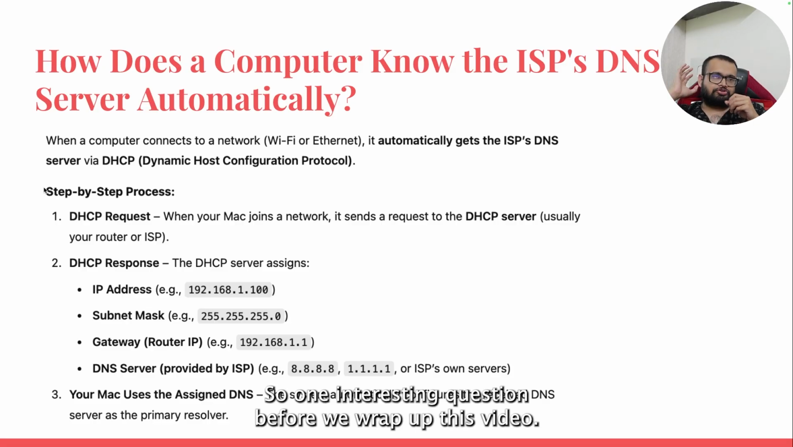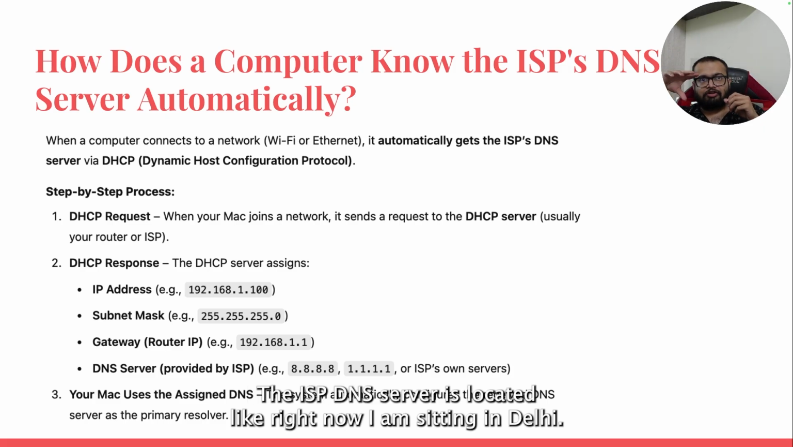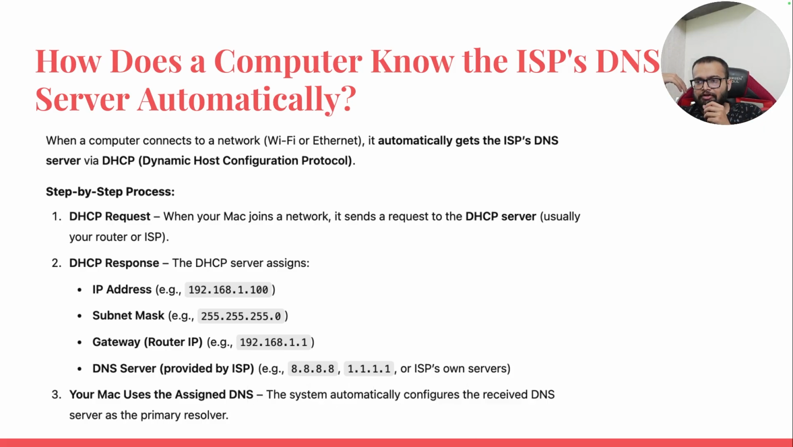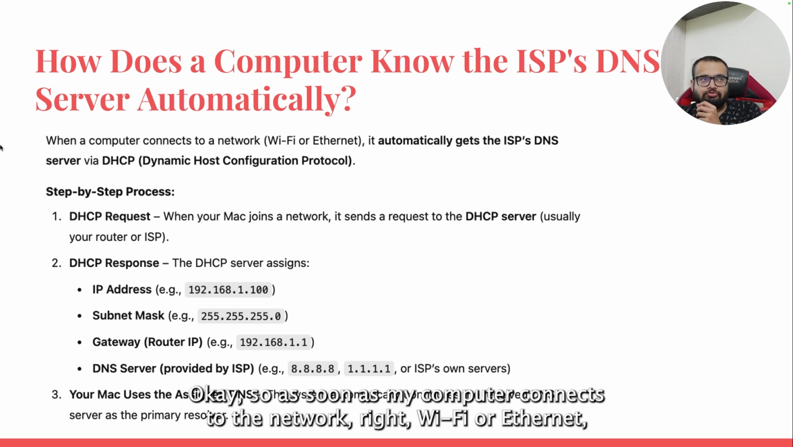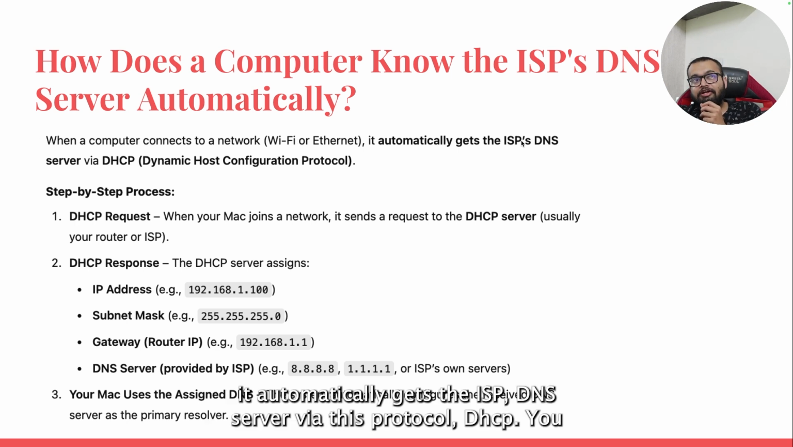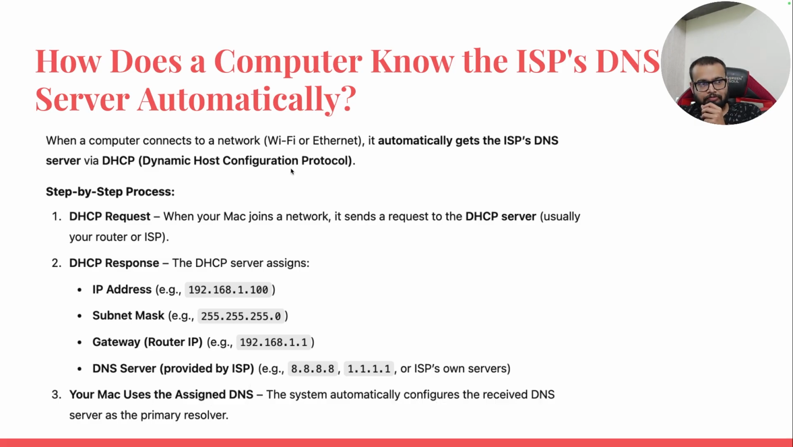So one interesting question before we wrap up this video: how does your computer know where to reach out? Like where the ISP's DNS server is located? Like right now I am sitting in Delhi. I am connected to say my hotel's Wi-Fi. Then I go to Mumbai. Okay, there the ISP might be different, right? How will my computer know? Okay, so as soon as my computer connects to the network, right, Wi-Fi or Ethernet, it automatically gets the ISP's DNS server via this protocol, DHCP. You might have heard about it in your computer network class in your universities.